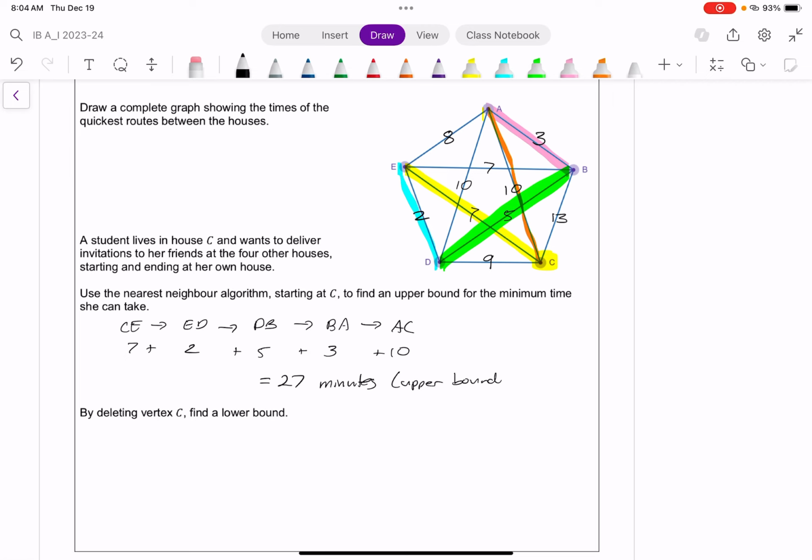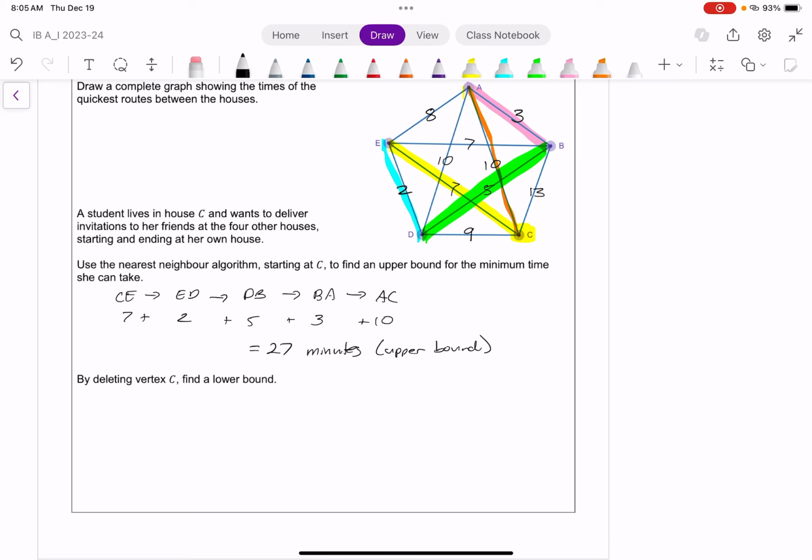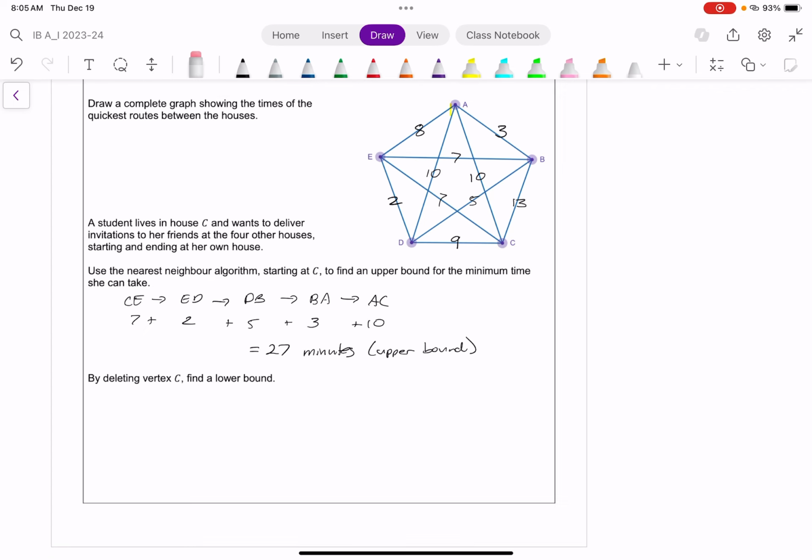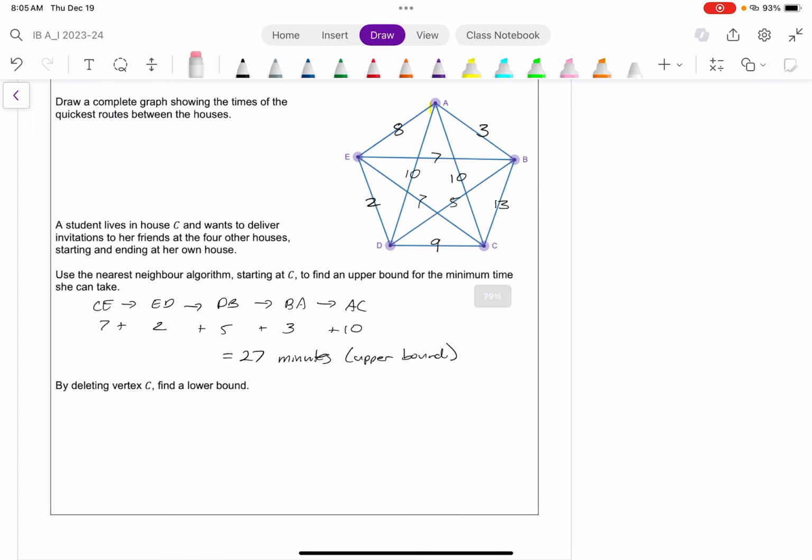Which tells us that no matter what, the most efficient route cannot be more than 27 minutes. But that may not be the most efficient route. Sorry, the most optimal route. So now I want to find the lower bound. And if it actually ends up being 27, then we know this is one possible optimal route. But for the deleted vertex, I'm going to just erase my highlighting, but keep the values. This time, to find a lower bound, I'm told to delete vertex C.